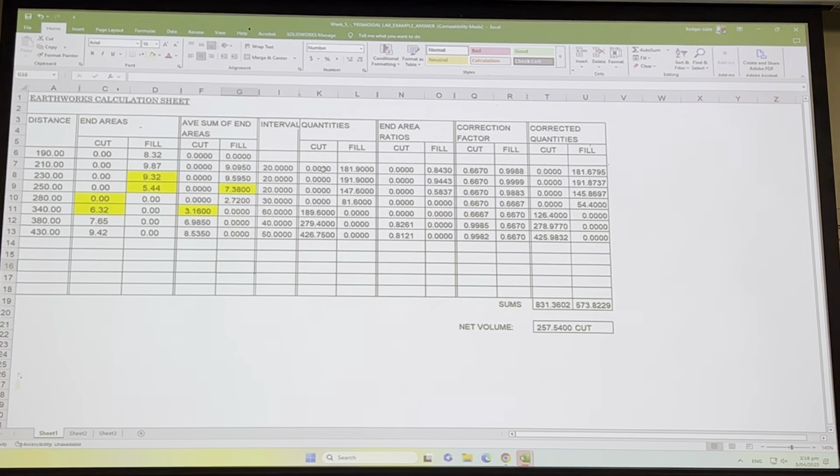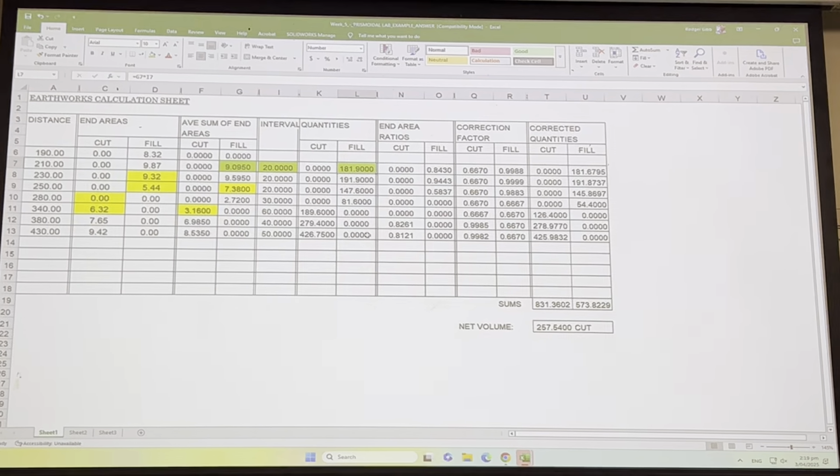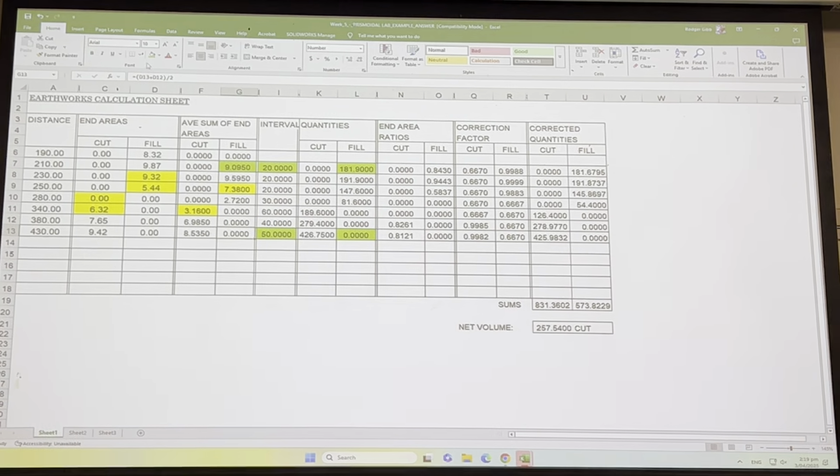And now we're going to do quantities. The quantity here is going to be equal to the interval times the average area. Make sure I got that right. G7 times I7. This one here is going to be equal to the interval times that.